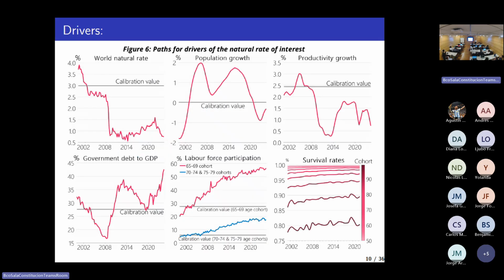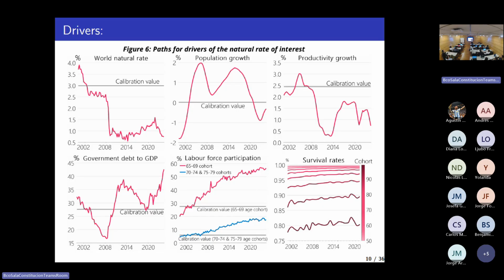This is the path for the 6 drivers. So as I said, the way that this paper works, you collect data on your 6 drivers, you solve the model to get a path for the interest rate, and then you can turn the drivers on and off and get the alternate counterfactual paths, and that's how you decompose the thing. So what are the 6 drivers? What do they look like in the data?